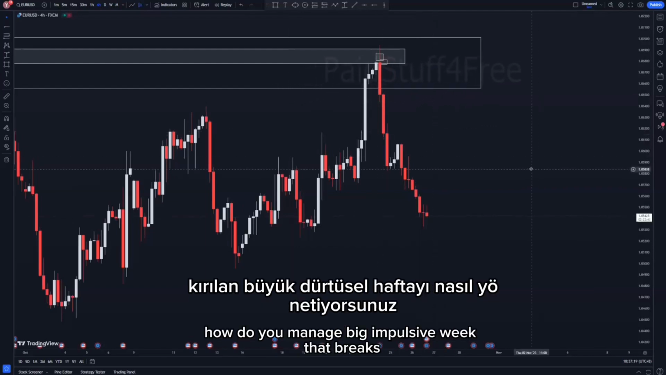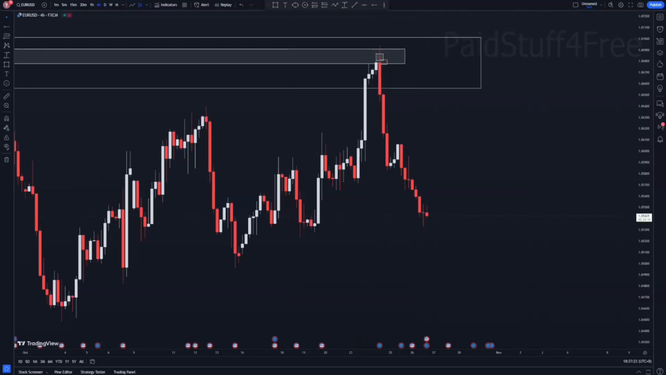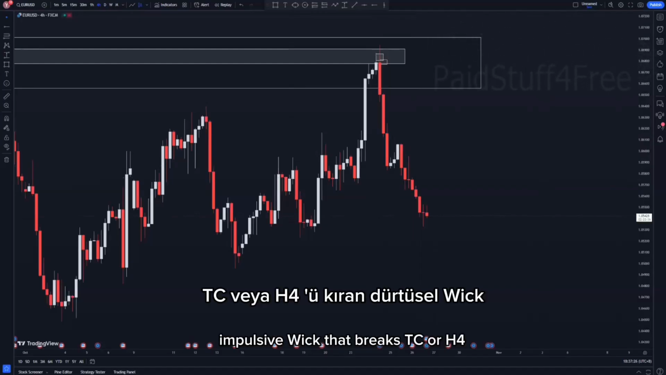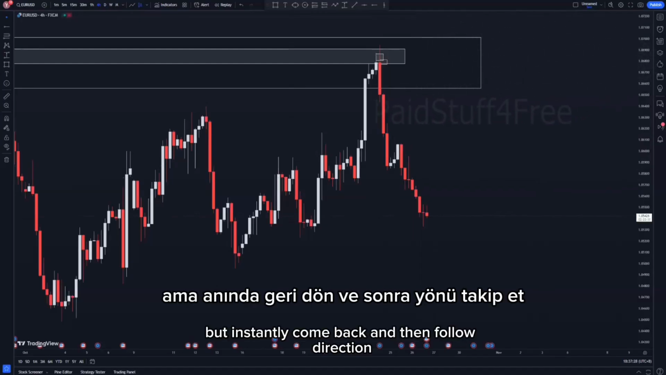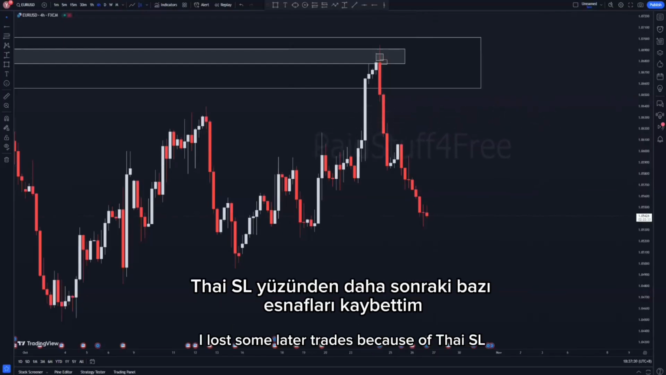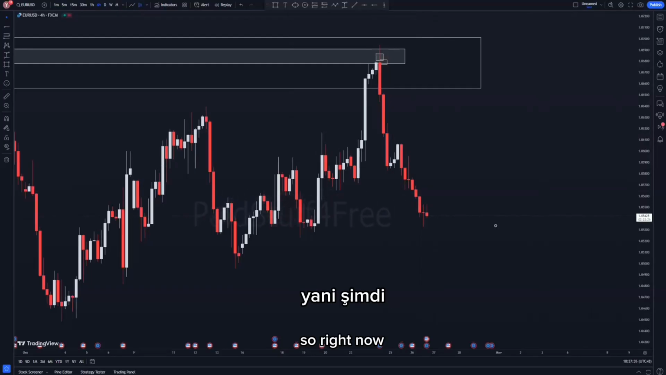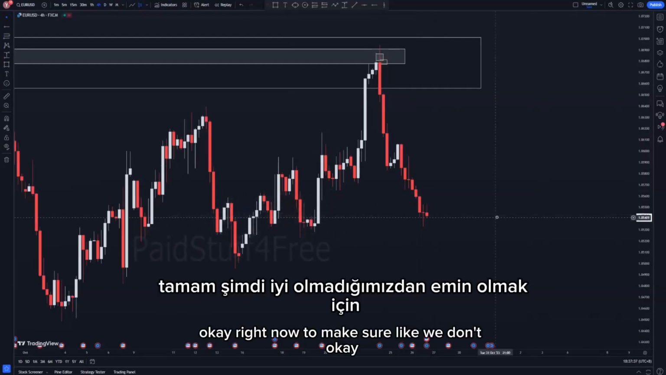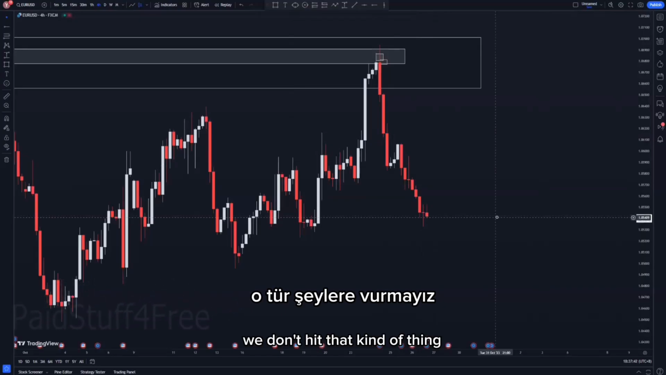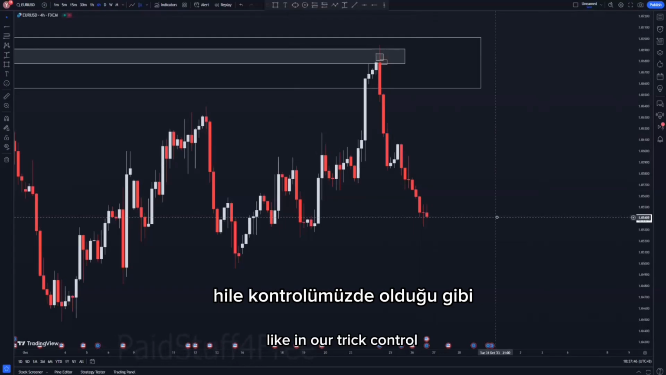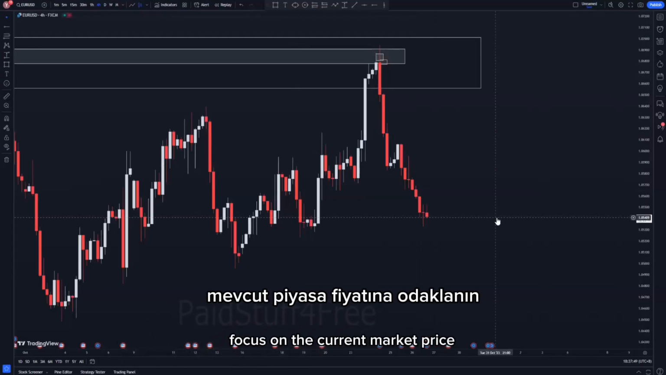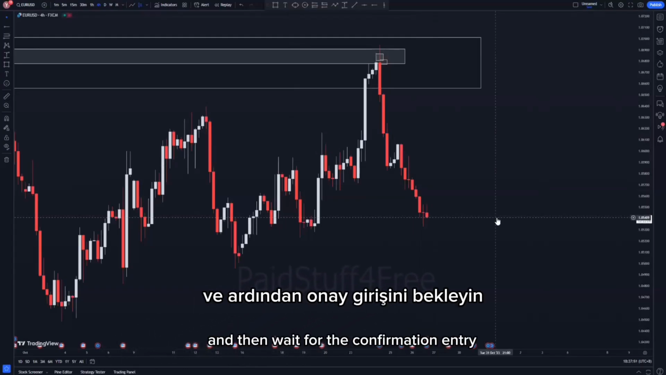Okay, now how do you manage a big impulsive wick that breaks? Yeah, bro. An impulsive wick that breaks TC or H4, but instantly comes back and then follows direction. I lost some later trades because of a tight SL close to TC. I see. So right now, to make sure we don't hit that kind of situation, what do you guys need to do? Like in our trade control, focus on the current market price and then wait for the confirmation entry.